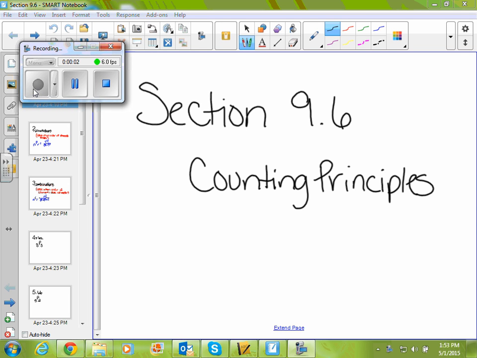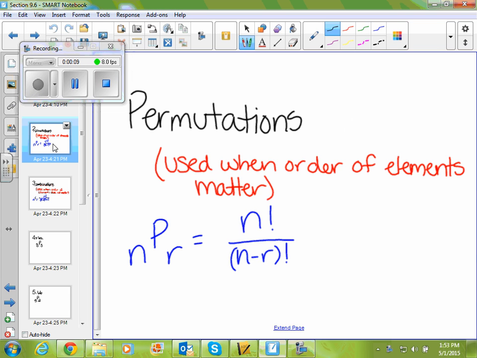All right, so we're going to look at section 9.6, which is on counting principles. It's part of probability. It's part of the probability models that we're going to look at today. One of the first models that we're going to look at is our permutation model. And permutation models are used when the order of things matters.